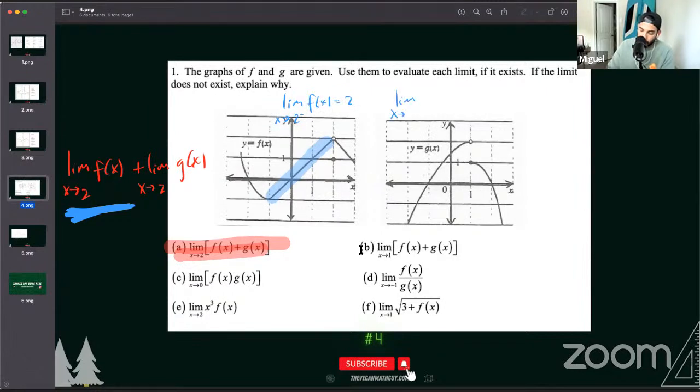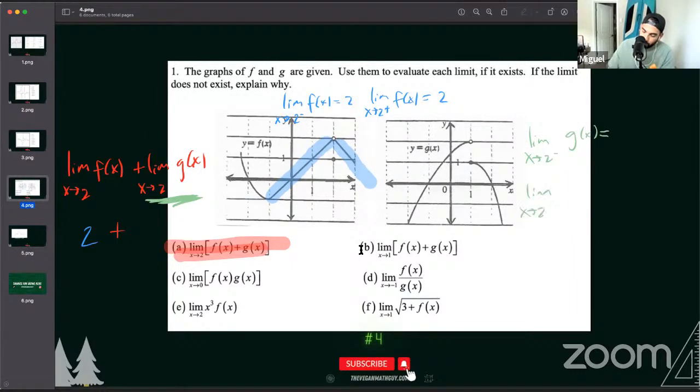What about the limit as x approaches 2 from the right? Well, again, I am on the right side of the graph and I am approaching 2, and it looks like it's still the same thing. It's going to approach 2. So therefore, back to our problem, the limit as x approaches 2 of f of x is just going to be 2. So we're going to write 2, and then we're going to have plus. And now we're going to try to solve the second limit, the limit as x approaches 2 for g of x. So let's do the limit as x approaches 2 from the left and the limit as x approaches 2 from the right.